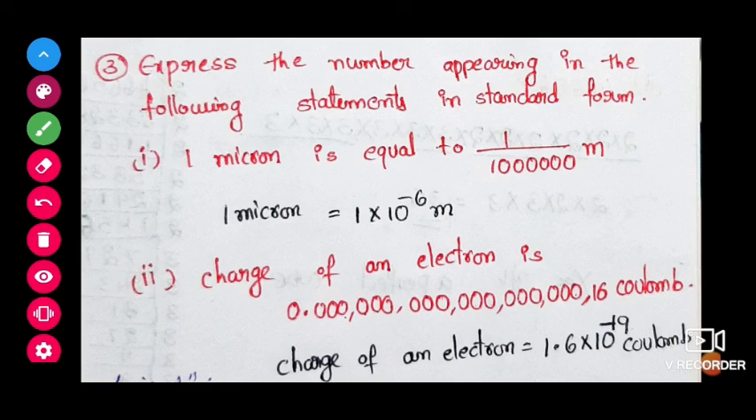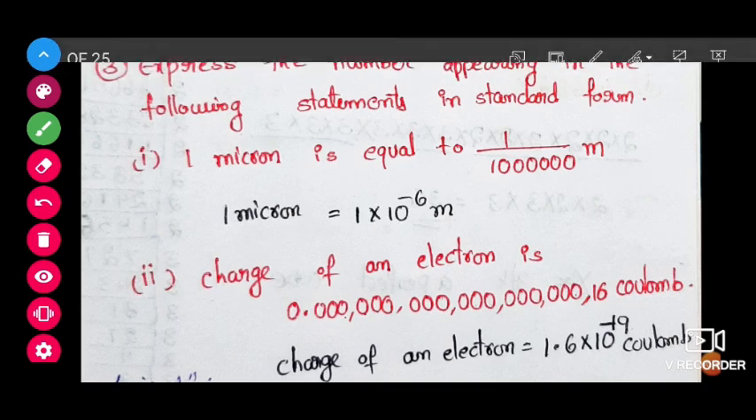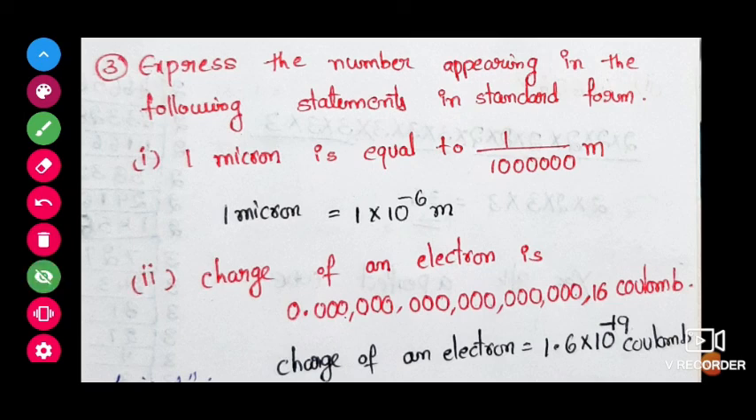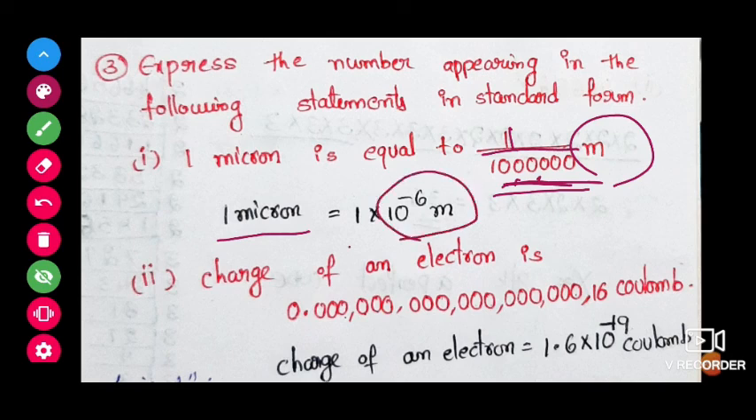Same way, children. 1 micron is equal to 1 by 1 followed by 1, 2, 3, 4, 5, 6. That is nothing but, see, ones place, thousands place, lakh. That is 1 by 10 lakh meters. So how can we express this? 1 followed by 6 zeros. So we can write 1 micron is equal to, it is in the denominator, so we will get 1 into 10 to the power minus 6. This I had shown you at the starting, 10 with negative powers.